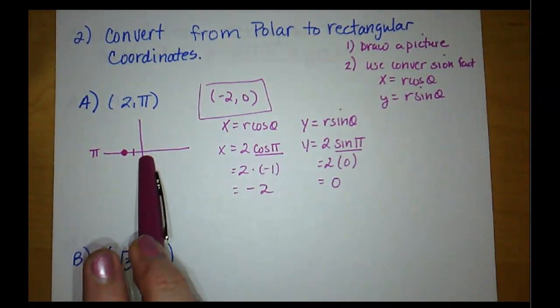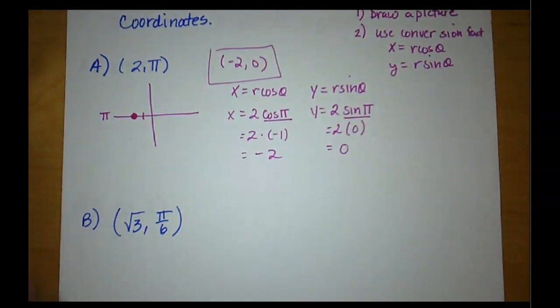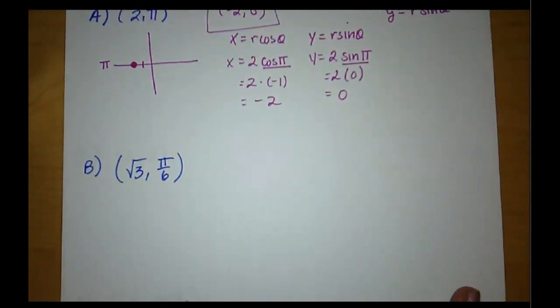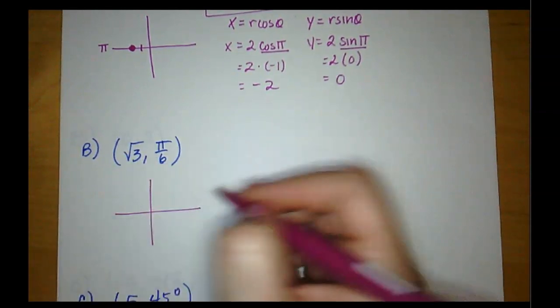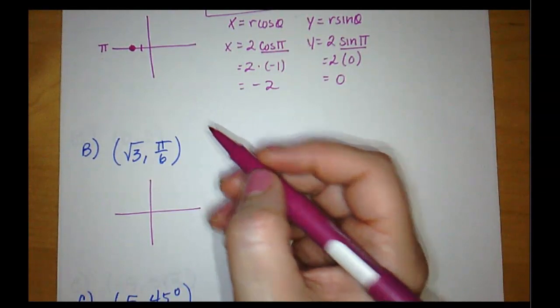And if you had the picture to support your answer, then that would be all that you would need as supporting work. If you didn't have a picture, then 1, I'm asking you to be sure you draw your picture, but 2, that's where these conversions come from. All right, moving on to B. So the first thing again, we said we were going to draw it. So 5 root 3, pi over 6.